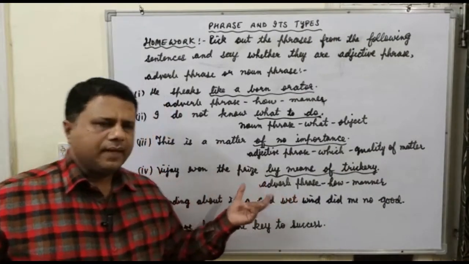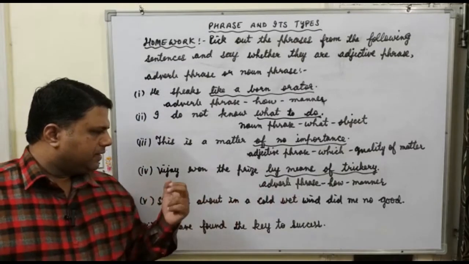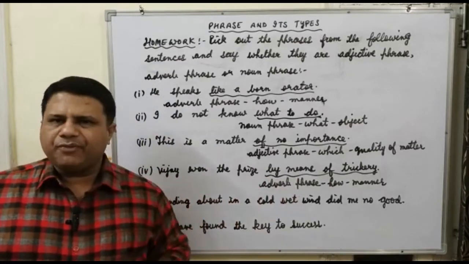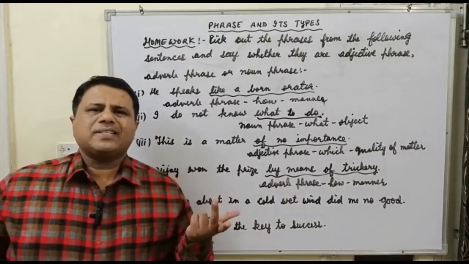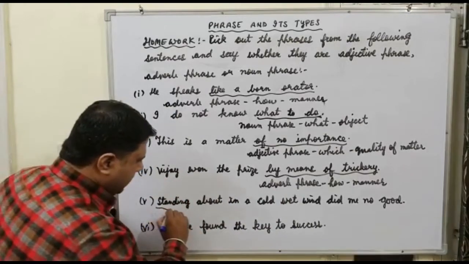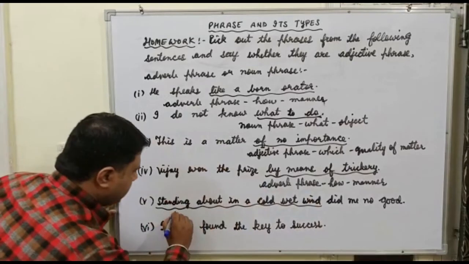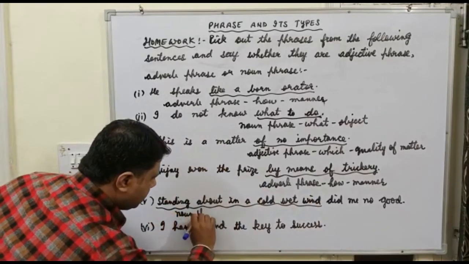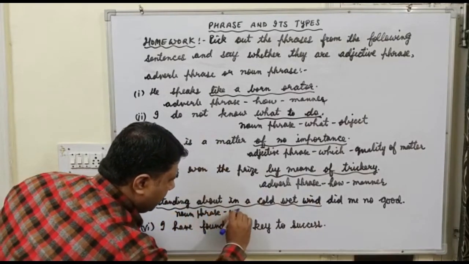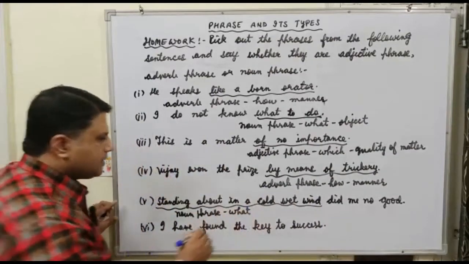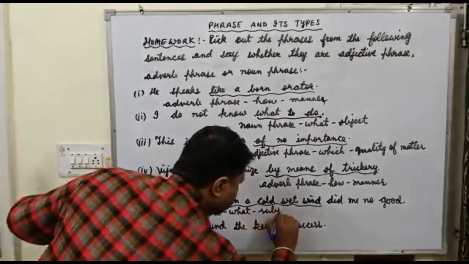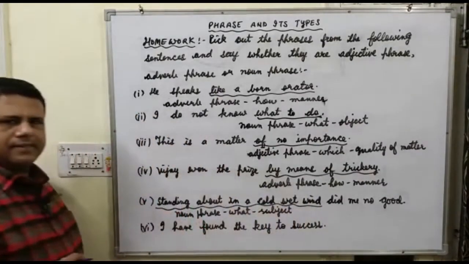How it took place. The next example, standing about in a cold, wet wind did me no good. What did me no good? Standing about in a cold, wet wind. Obviously, it is a noun phrase. It answers the what part of a sentence, and it is used as a subject in a sentence.